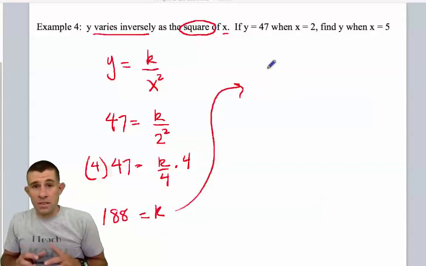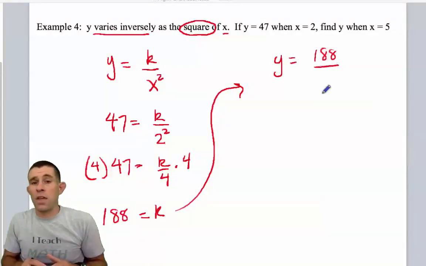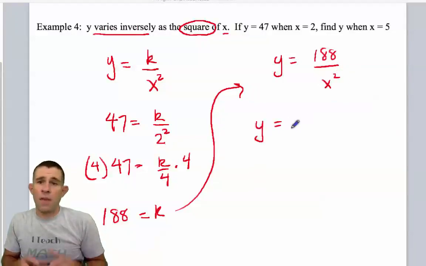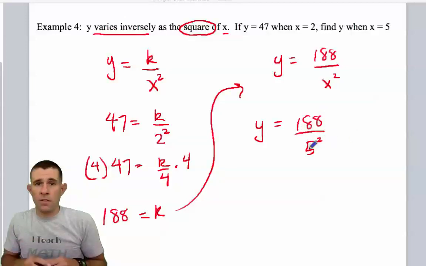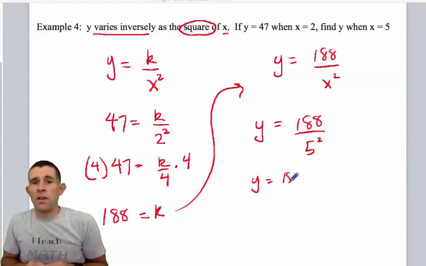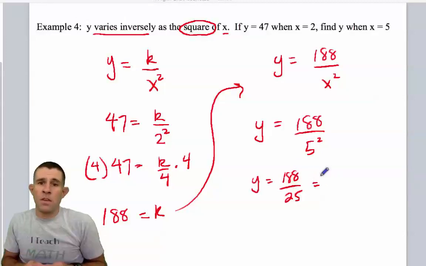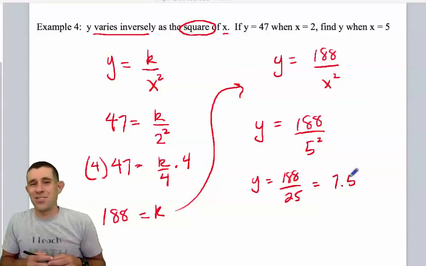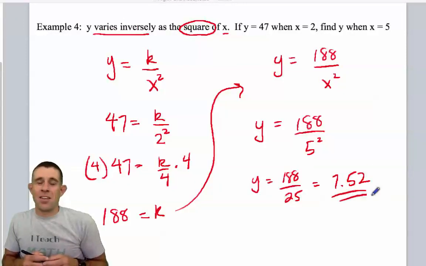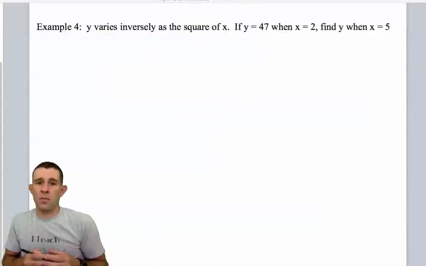We'll substitute this back into our inverse variation equation to get y equals 188 over x squared. And now we can find the value of y when x is equal to 5. Squaring 5 gives us 25. 188 divided by 25 results in the value for y, which is, drum roll please, 7.52. All right, let's take a look at one more example here.